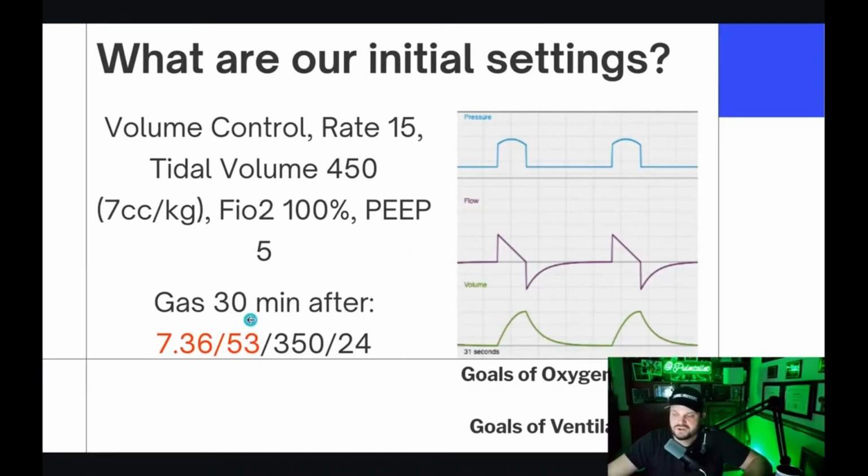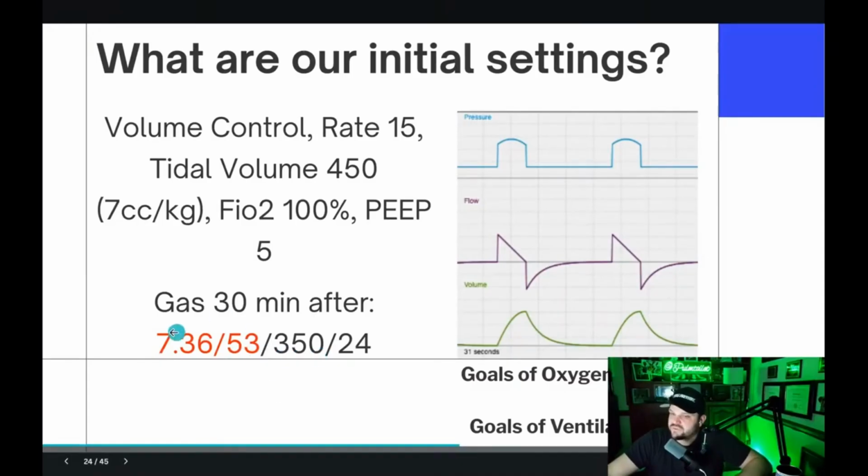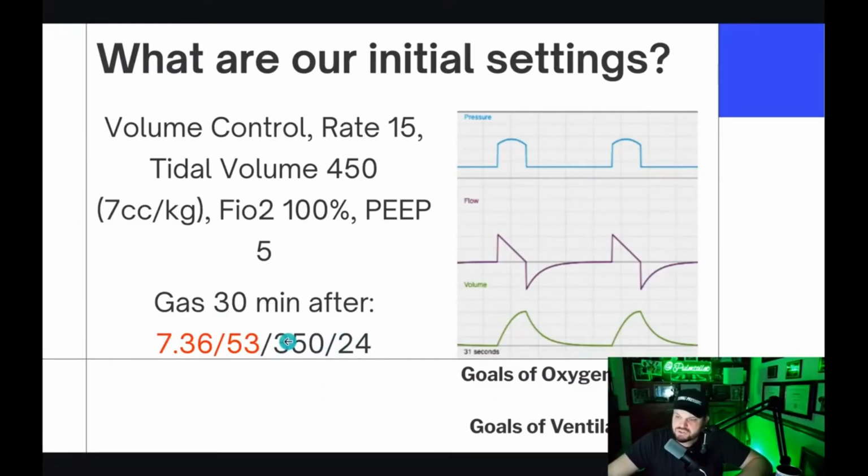We get a gas in like 30 minutes. It's all made up: 30 minutes, 45 minutes, an hour, whatever you want. And so we're at 7.36, 53, 350, 24. So we have a little bit of respiratory acidosis, right? So there's no metabolic component. His PaO2 is very, very good. It's 350, so it could certainly come down off of the FiO2.